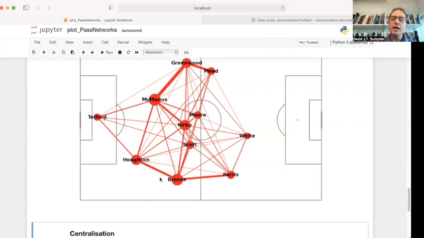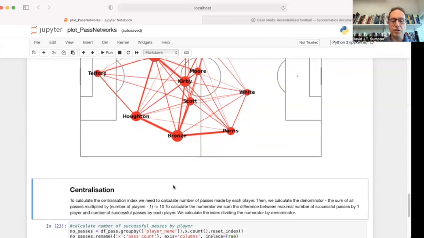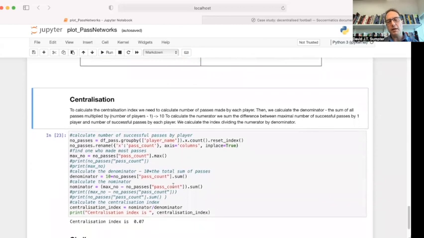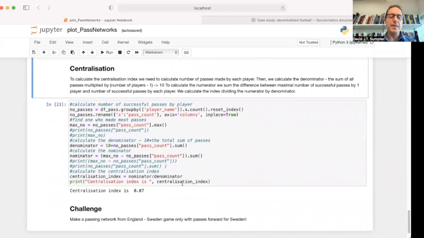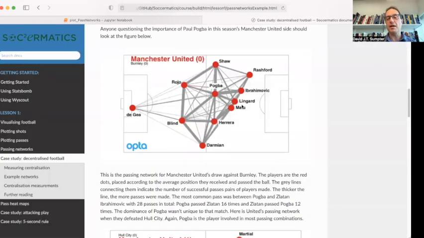One trick you can do here to get a bit more context is look at the passes in the maybe 10 or 15 seconds before a shot. But this is the basic idea, and we've got a very nice illustration of how they were playing in this formation. Now, the thing I want to introduce here, and it's the calculation right at the bottom, is the centralization. Before I do the calculation, I want to give you an idea about this, and it's based around the case study I have on the next page.